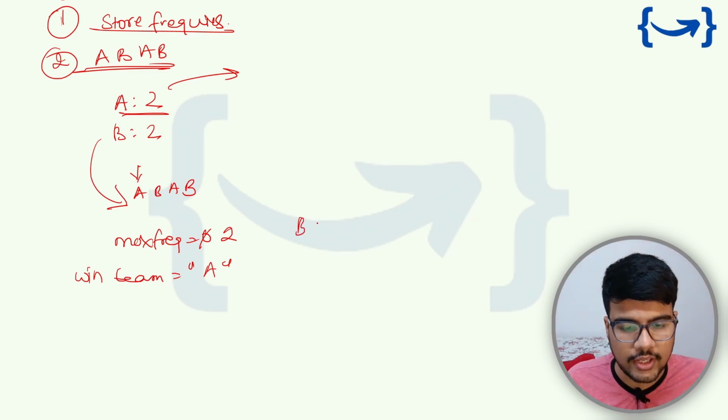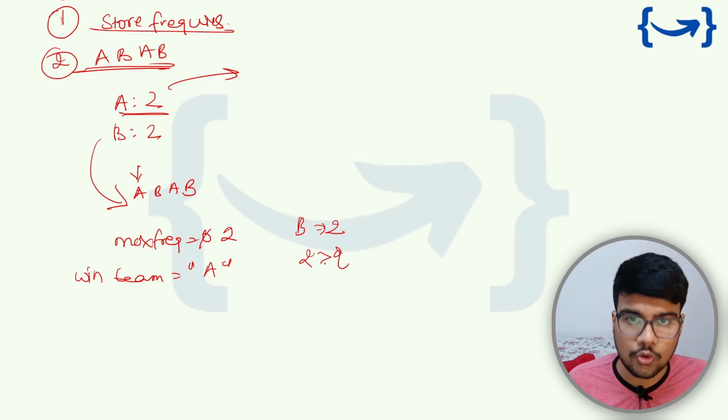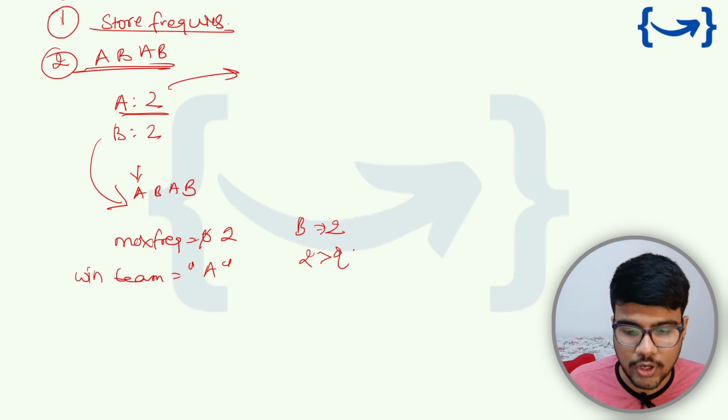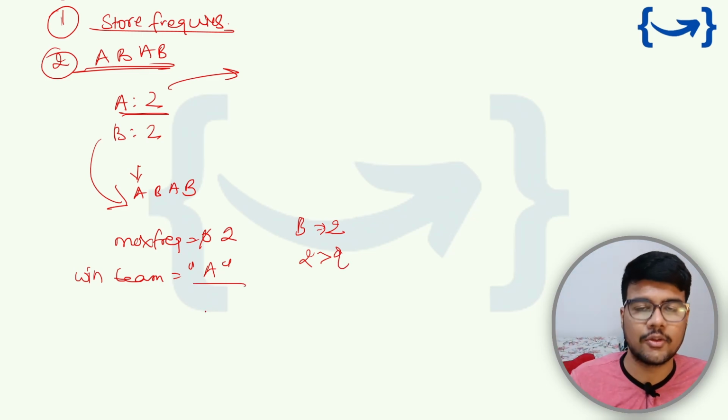Okay, now we'll check for B. B has 2 wins, but is 2 greater than 2? No, we will not do anything. So A still stays at the very first place.